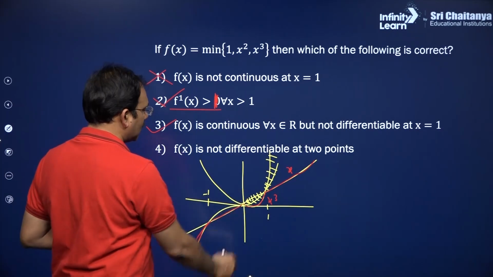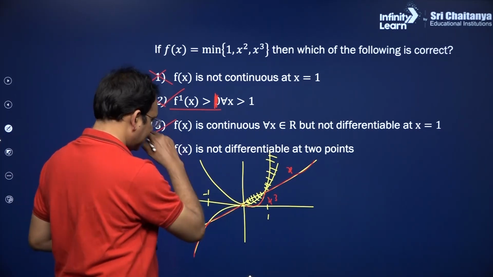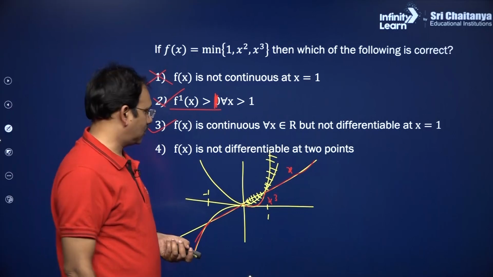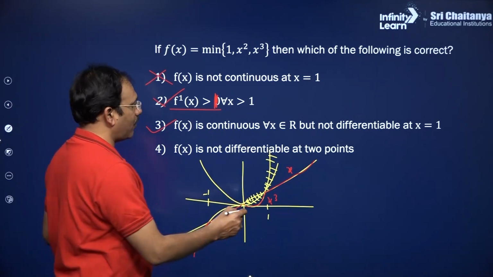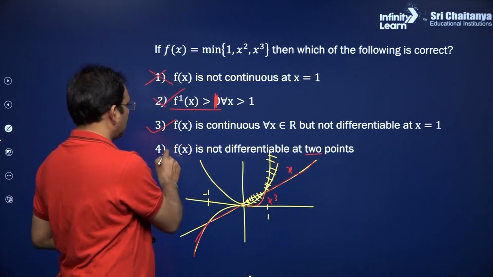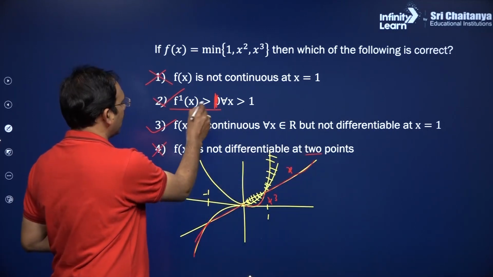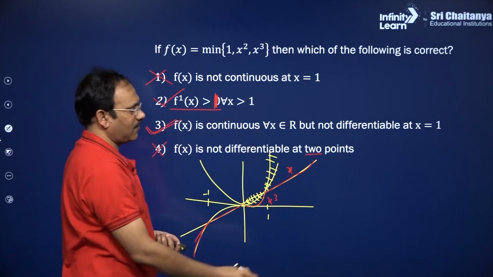And of course, at 0 also, here at 0 also it is not differentiable. You see, 0 left side derivative 1, right side derivative 0 at 3 points in fact. So, this is wrong. If you could arrange this, this could be the answer, my dear friends.